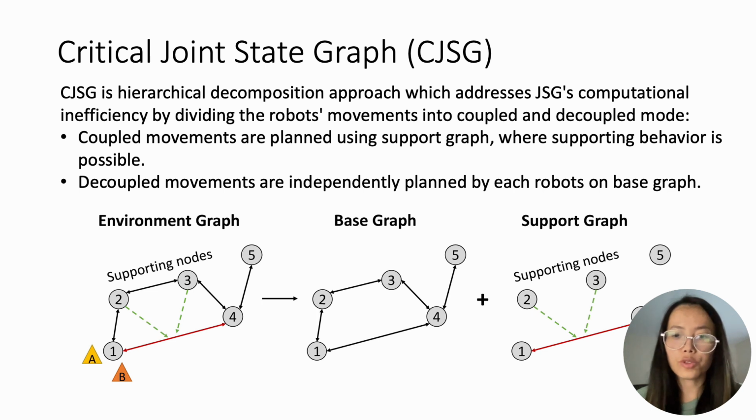Coupled movements use the support graph for coordinated actions to reduce cost. On the other hand, decoupled movements are planned individually by each robot on a base graph where no coordination is needed.